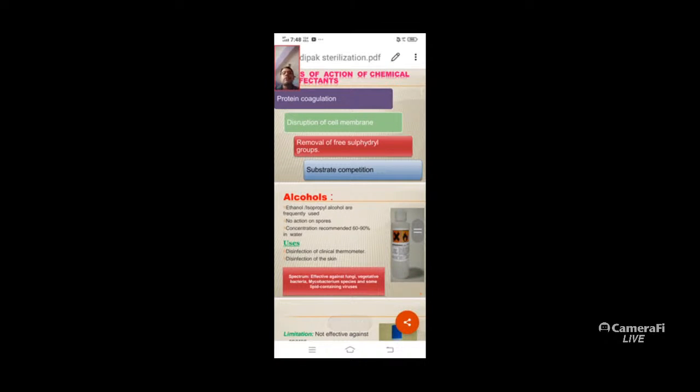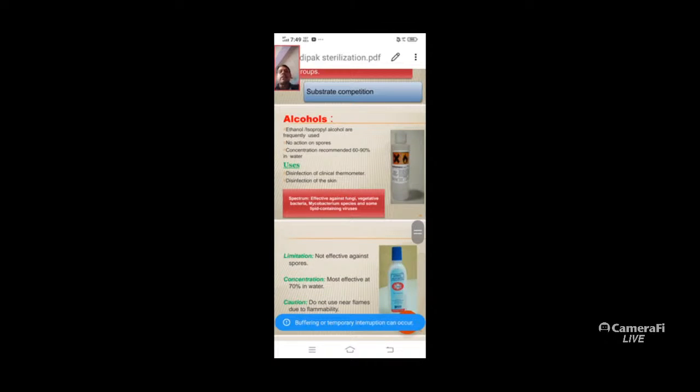Next, the last one is substrate competition. Substrate competition means that some foods and nutrients are required for the growth and development of the microorganism. A chemical used in competition with the substrate is not essential for the microorganism but structurally resembles the nutrient, food or other material. When that chemical is introduced into the microorganism, it causes the death of the microorganism.